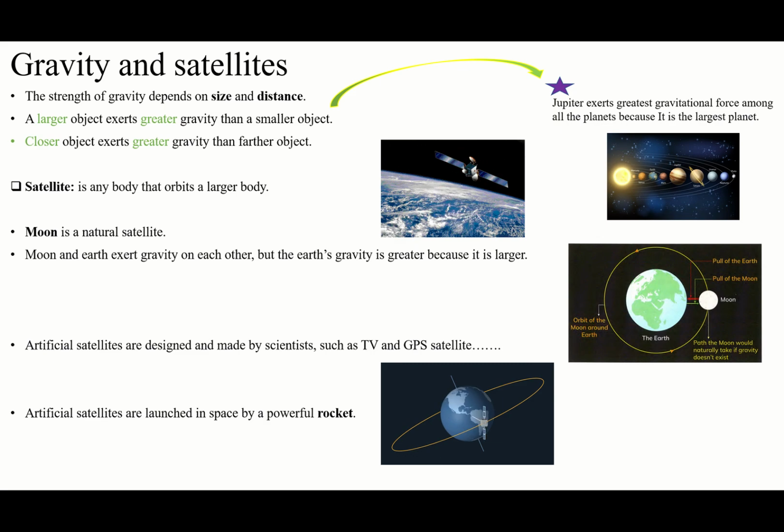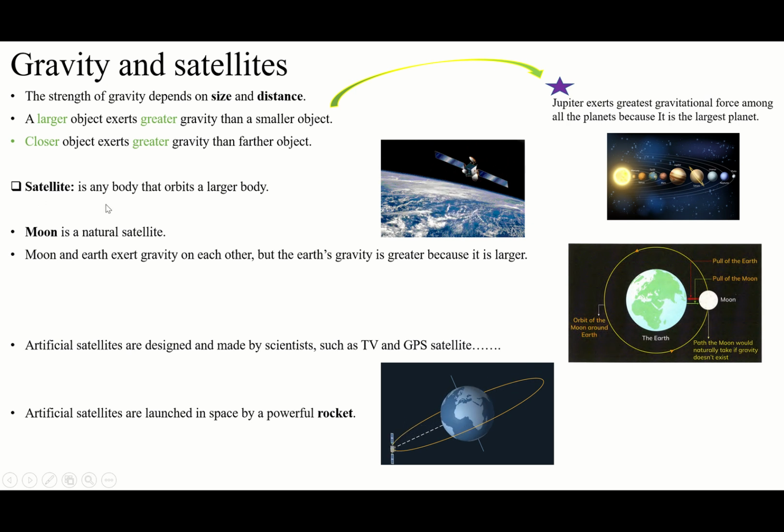We will study artificial satellites, but you have to know that the moon is a natural satellite because it already existed. Nobody made it. God made it, okay? Allah made it. So Allah created it, that's why we say it is natural. If something is made by humans, by scientists, then we can say artificial. So let's go to the end.